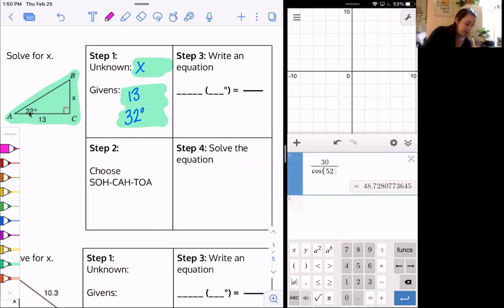My next step has to be to label it. So here's theta over here. That's my angle. I'm going across. What is this over here? What is X? Is it O, H, or A? So like straight across from my angle, is this O, H, or A?